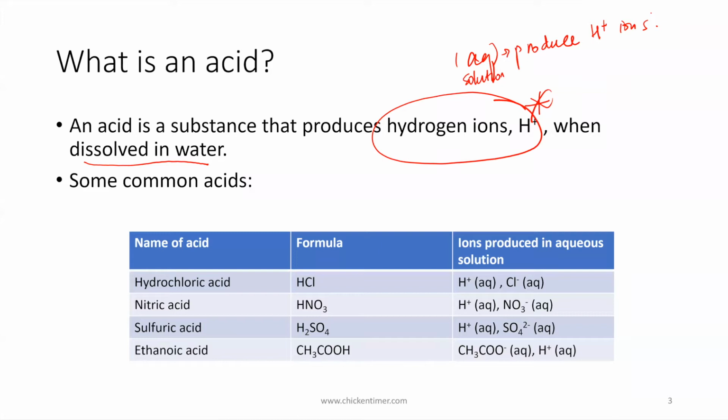Because of these H plus ions, every acid will contain hydrogen ions. Then you have certain examples like the list below: hydrochloric acid, nitric acid, sulfuric acid, and ethanoic acid. Just for the sake of knowledge, these are strong acids, and this is a weak acid.